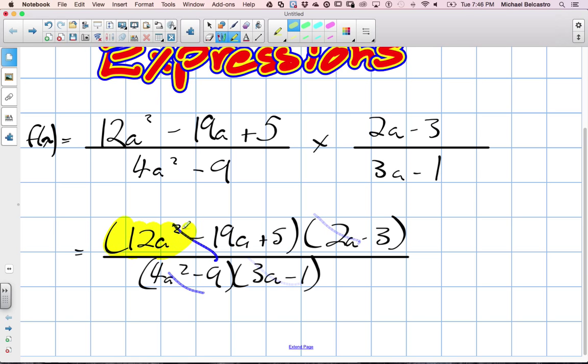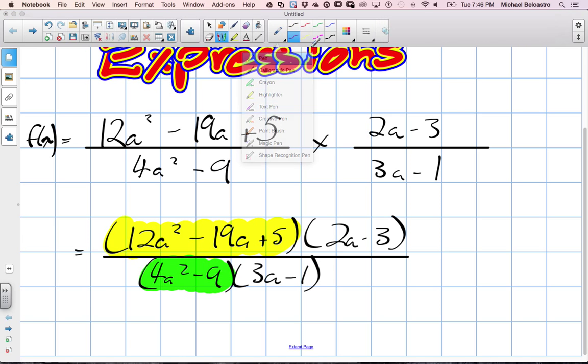So this first one here, this is a trinomial, so we can factor it. This here is a binomial. It's a difference of squares, so I can factor that too. Here, I can't really do much. I can't even really common factor nicely, so I'm just going to leave these two as is. But I'm going to factor these ones.